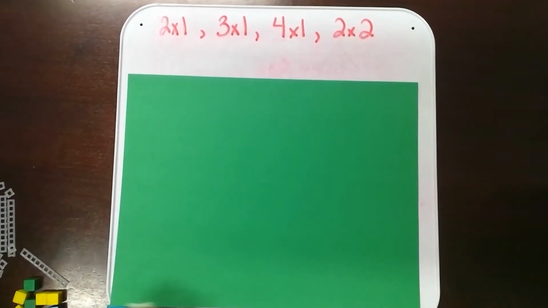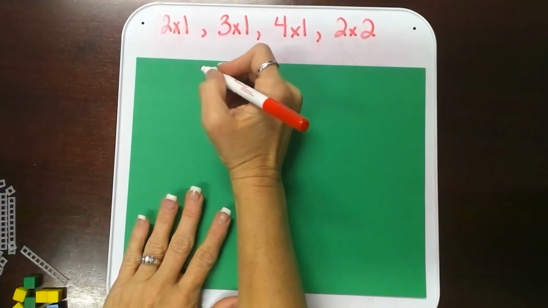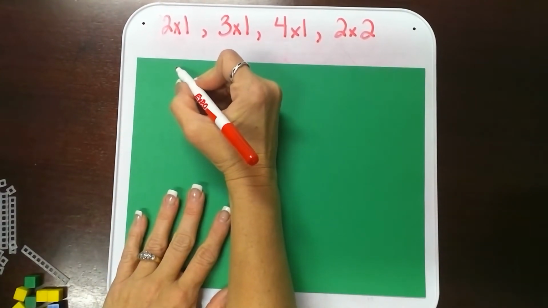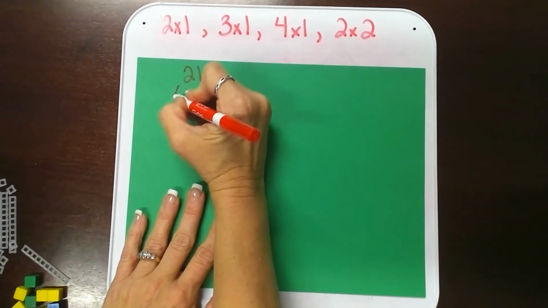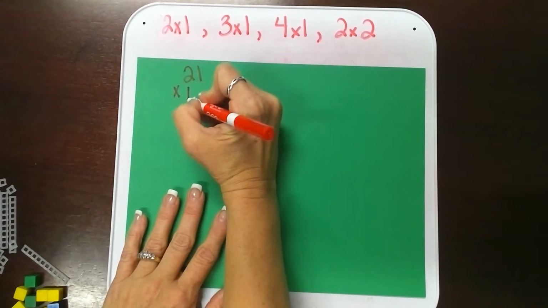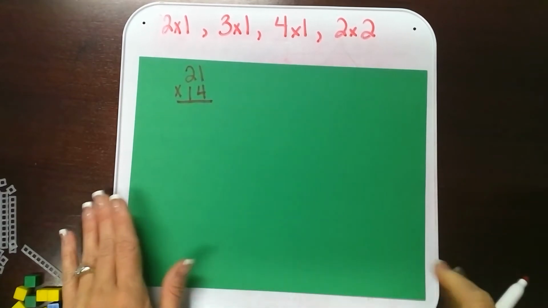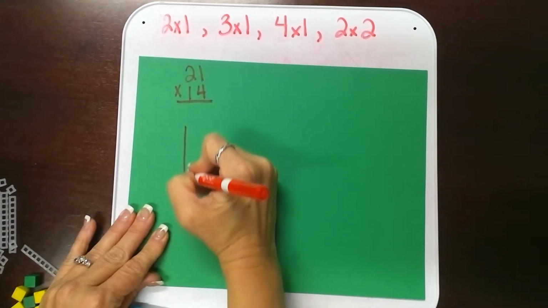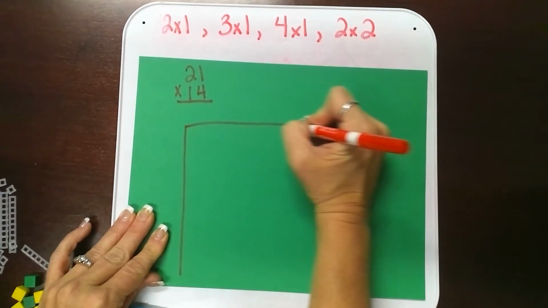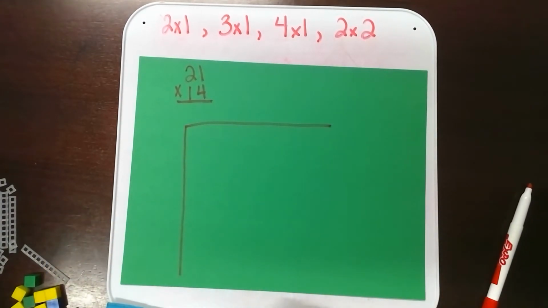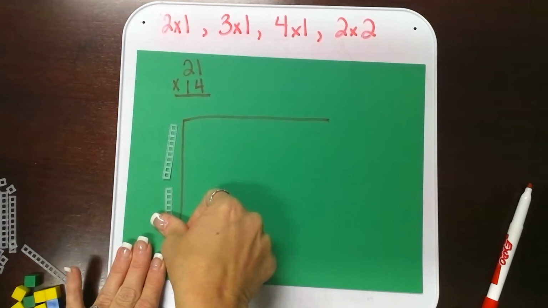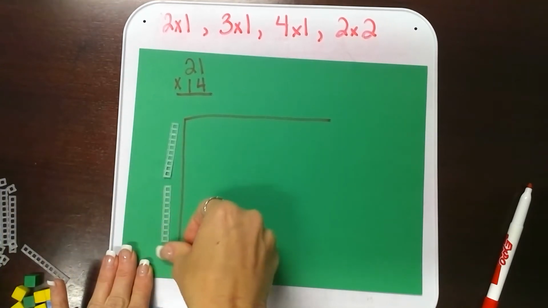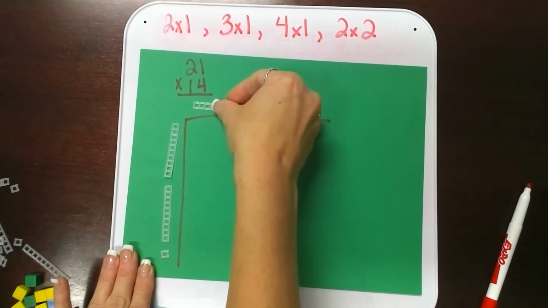Okay. All right. So let's say, and I'm doing smaller numbers so that I can use the blocks effectively, I'm doing 21 times 14. I'm going to do the same thing, it's just going to be a little bit bigger this time. So I'm going to take 21, and then I'm going to take 14.